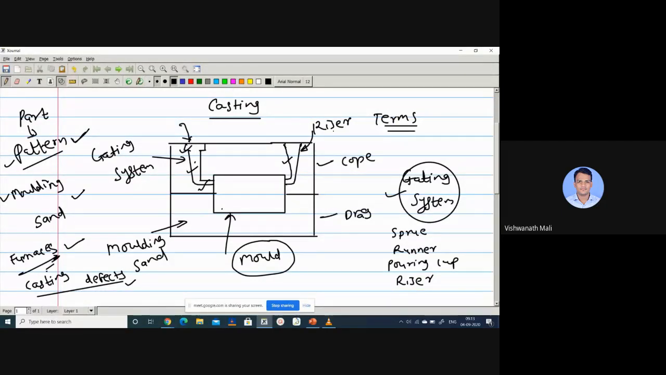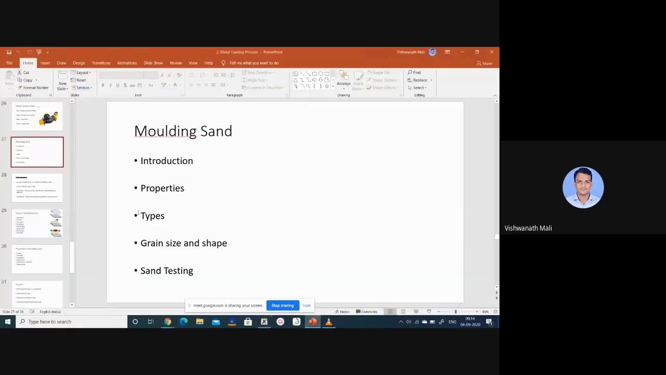So these are the things which we are going to study. First, basic terms, then pattern, which we already studied. In today's lecture, we will study molding sand. After molding sand, we will go for gating system, after gating system, furnaces, and lastly casting defects. This is the overview of our chapter. So today we will start with our next topic, molding sand.